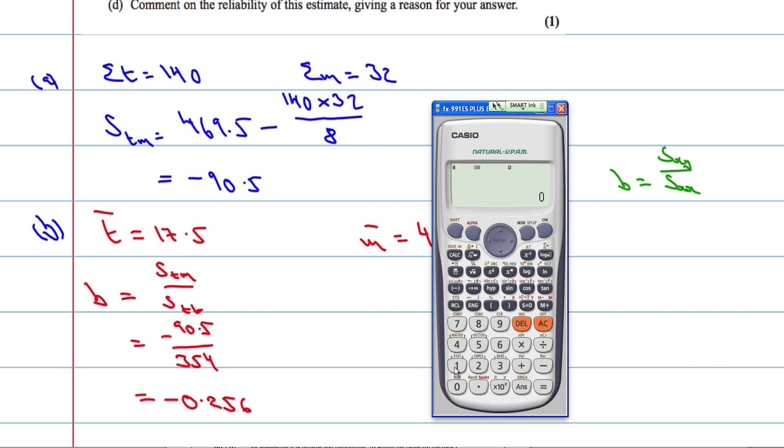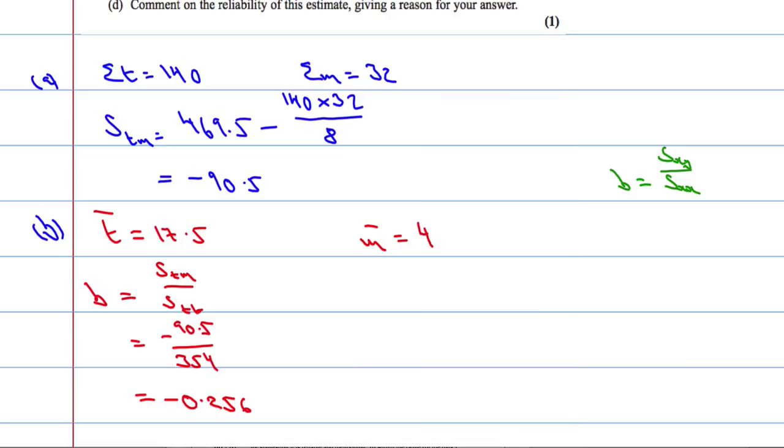I'm also going to confirm that we've got the correct answer by using the calculator. So we go shift stat 5 for regression, and let's check the value B. If I hit 2, we get minus 0.2556, so it's the same value.